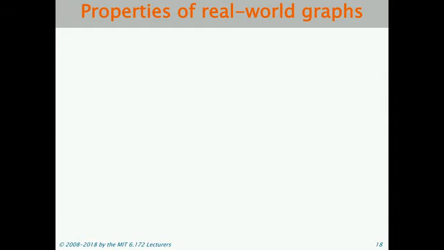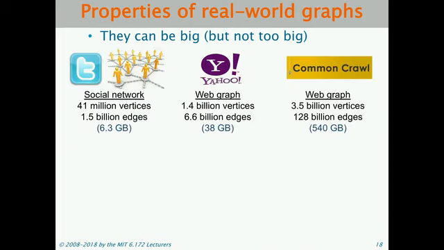Okay, I do want to talk about some properties of real-world graphs. First, we're seeing graphs that are quite large today, but actually they're not too large. Here are the sizes of some of the real-world graphs out there. There's a Twitter network, a snapshot from a couple years ago. It has 41 million vertices and 1.5 billion edges, and you can store this graph in about 6.3 gigabytes of memory. So you can probably store it in the main memory of your laptop.